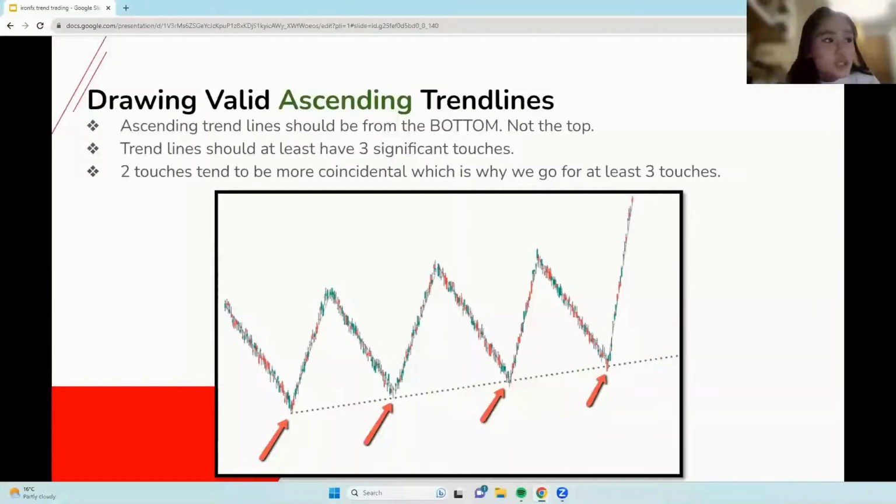Ascending trend lines should be drawn from the bottom and not from the top. So here we have an example. And trend lines should also have at least 3 significant touches in order to be considered valid, because 2 touches tend to be more coincidental, and that's why we go for at least 3.